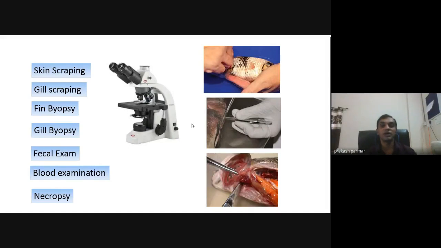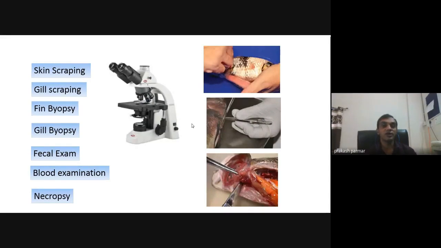And in a similar way, we can take these samples from the gill. We can collect mucus from the gill areas and observe it in the microscope. After that, we can do a biopsy. We can cut a small portion of the fin and gill, put it on slides, stain it, and then observe it in the microscope. So any disease condition related to parasites or bacteria can also be identified here.